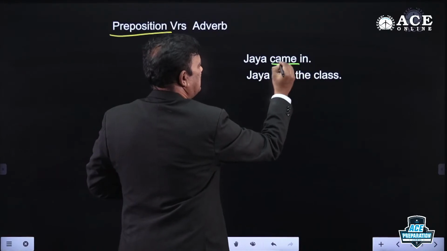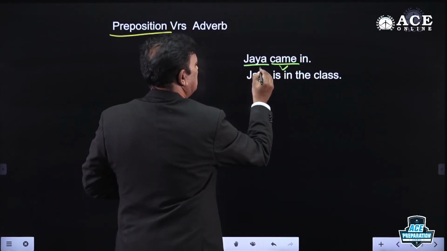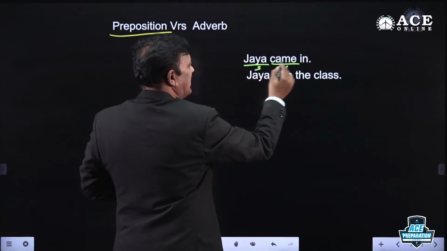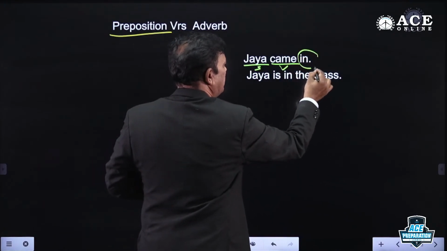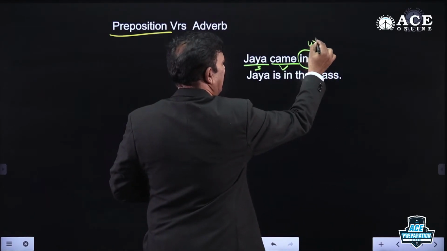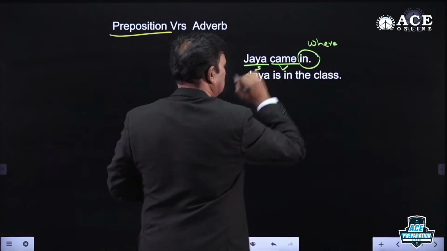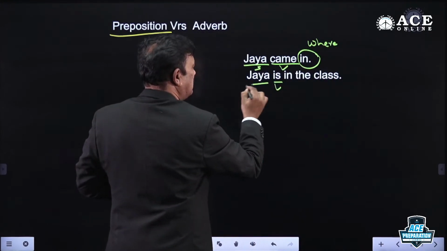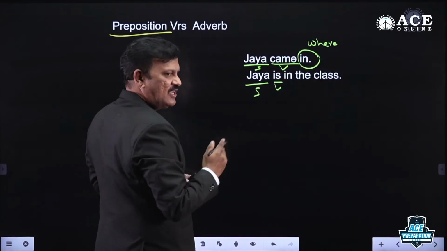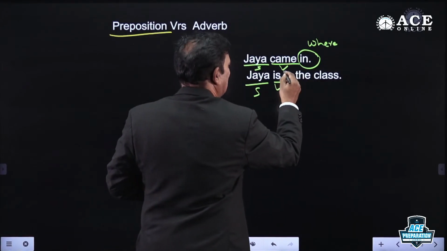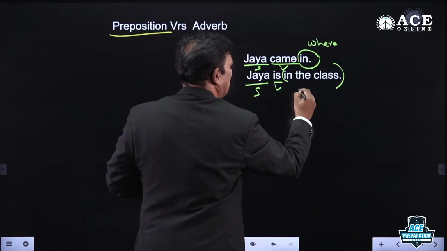Verb, subject. Jaya came where? Verb, subject. Jaya is where? I have.